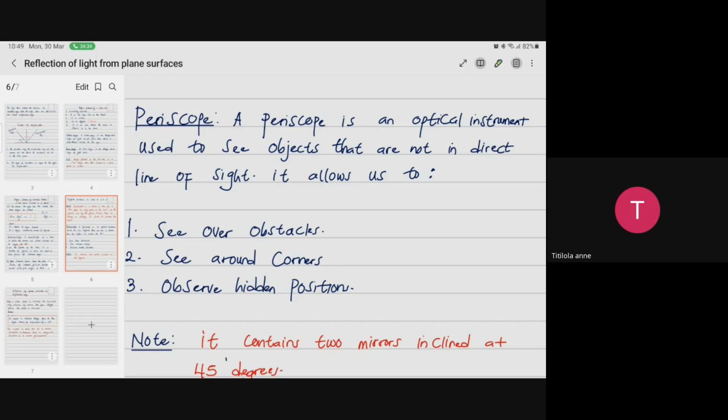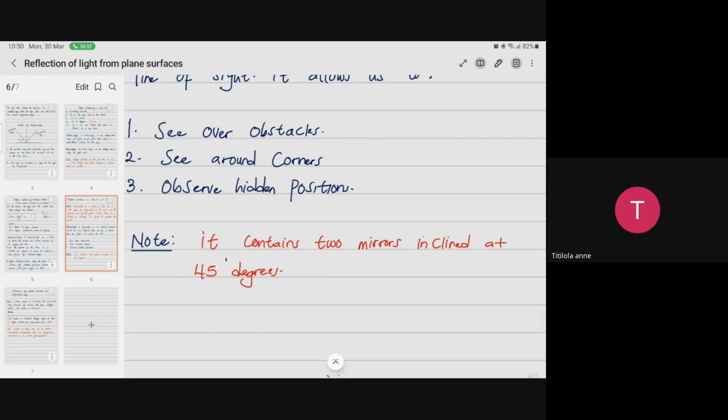So a periscope helps you to see over obstacles. It also helps you to see around corners, right? It is simply an optical instrument that helps us to see objects that are not actually straight on the line of sight, that we can't see when I look direct, but incline the angles at 45 degrees, you should be able to see them, right? So it contains what? Two mirrors inclined at what? 45 degrees. So it basically contains how many mirrors? Two mirrors that are what? Inclined at what? 45 degrees.